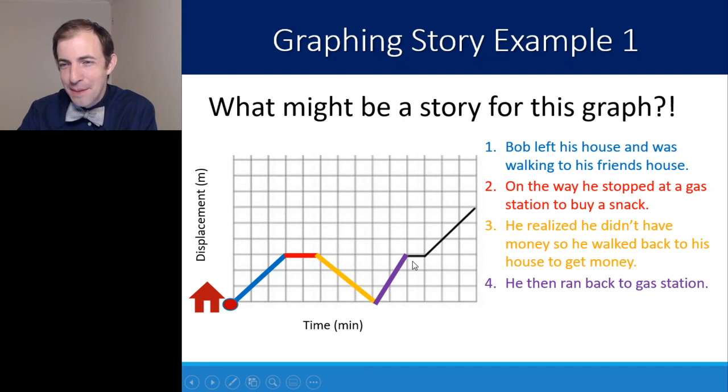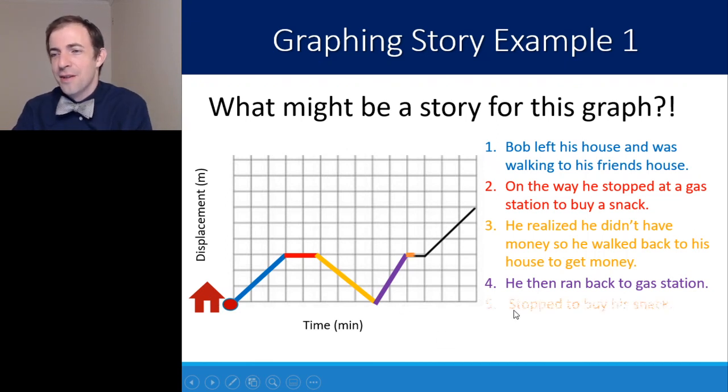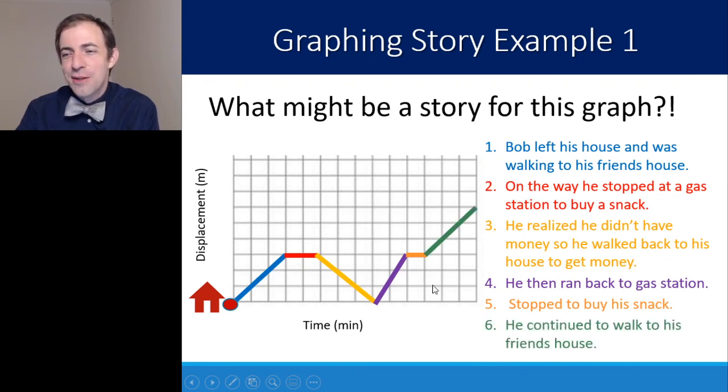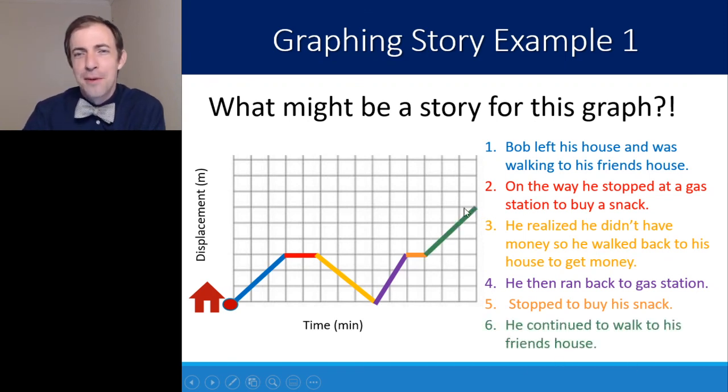So he went to the same position here, same height as that red line, but notice how it went steeper than the first time because he ran. He went faster. And then he stops to buy a snack, and then he continues to walk to his friend's house, which is somewhere up here.